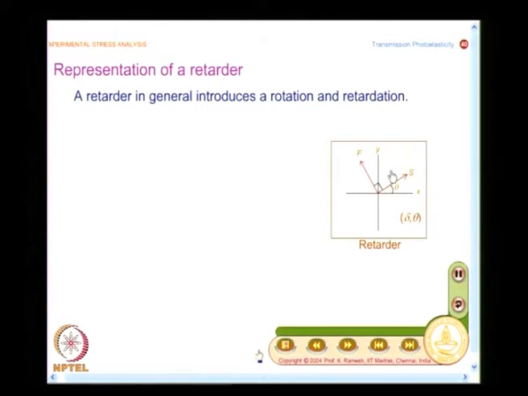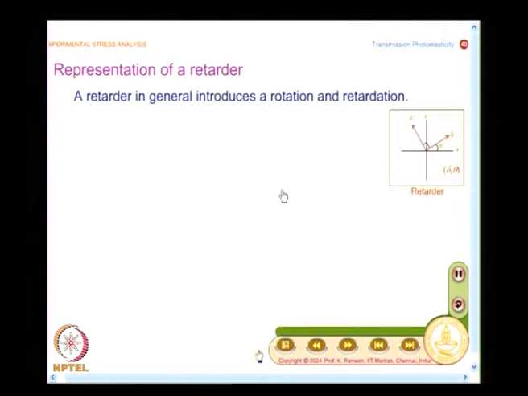The moment light hits the retarder, I will have a rotation matrix, then I will have a retardation matrix, then a reverse rotation matrix, so that whatever the exit light ellipse is referred back to the x and y reference. So, this is what I am going to do. I am going to have a rotation matrix. We will write one after the other.